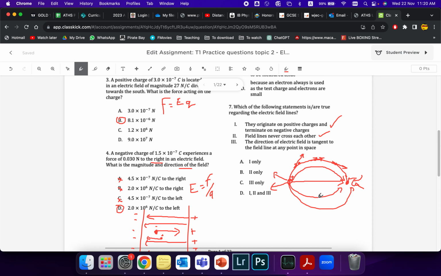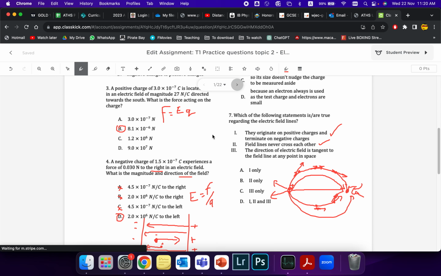If I paused it here, it is going to the right. But if I paused it here, it's kind of going up a little. So this is a tangent to the curve, like that. Okay, so it's a little bit of math knowledge there. All right, moving on to the next question.